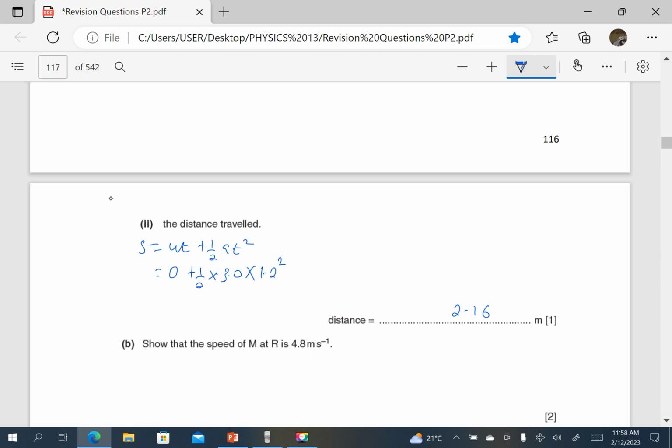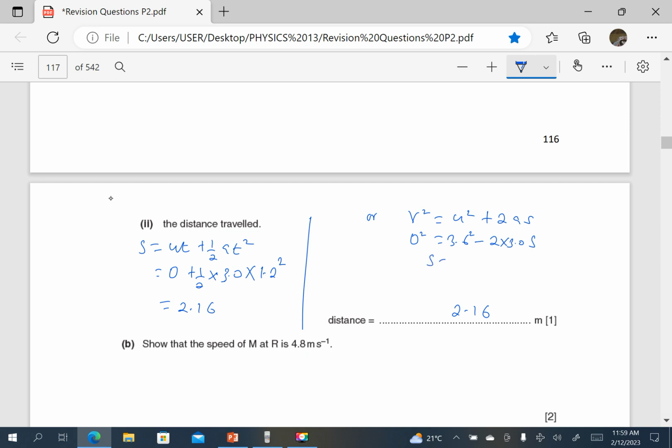That could be method 1. Method 2, you could find the distance to rest from P using the equations of motion, such as v squared is equal to u squared plus 2as. At the highest point Q, it comes to rest, so that will be 0 squared equals 3.6 squared minus 2 times 3.0 times s, because the acceleration is downwards but it is moving upwards.